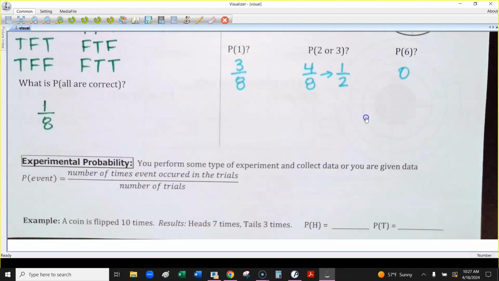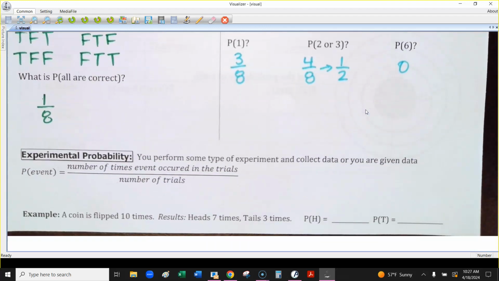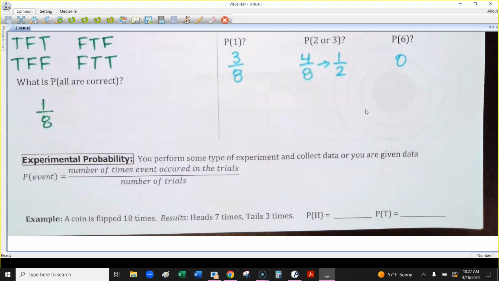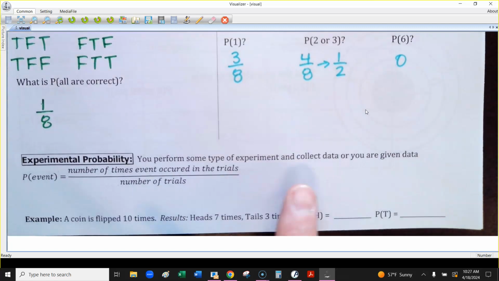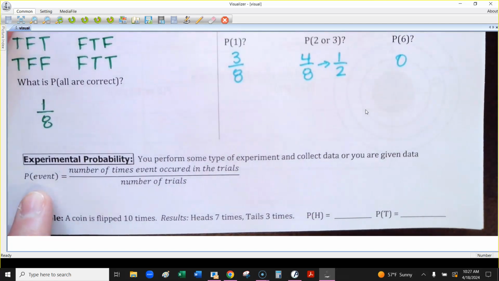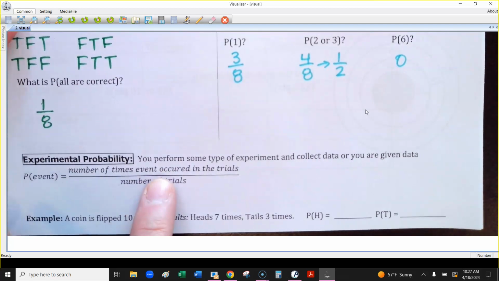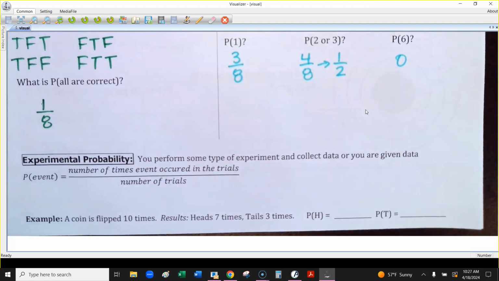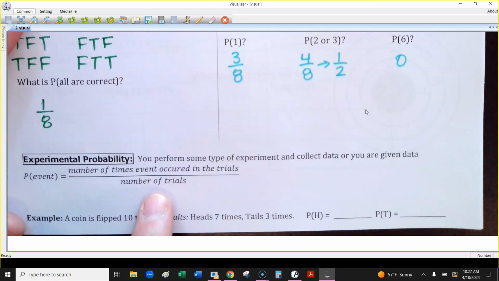Now we're going to talk about experimental probability. Either you have to perform some kind of experiment or somebody has already done an experiment and you have the data from that. So this just says you perform some type of experiment or you collect data or you're given data. Now, the probability of the event here is the number of times the event occurred while you're doing these trials or from the data that you're given, divided by the number of trials.